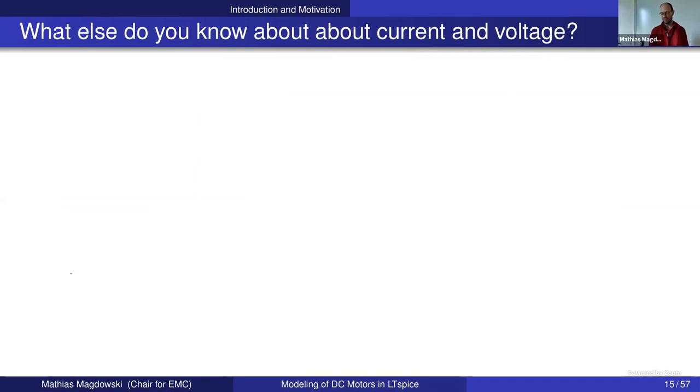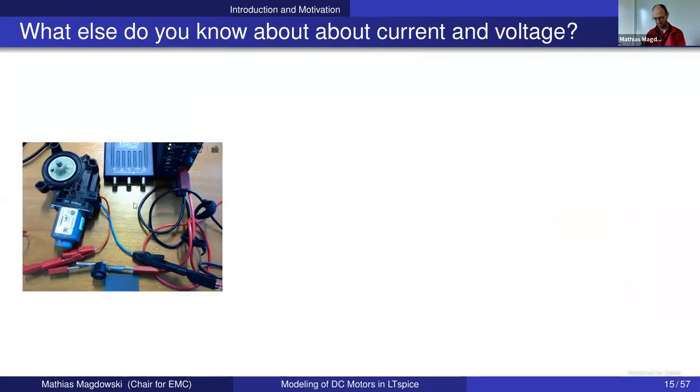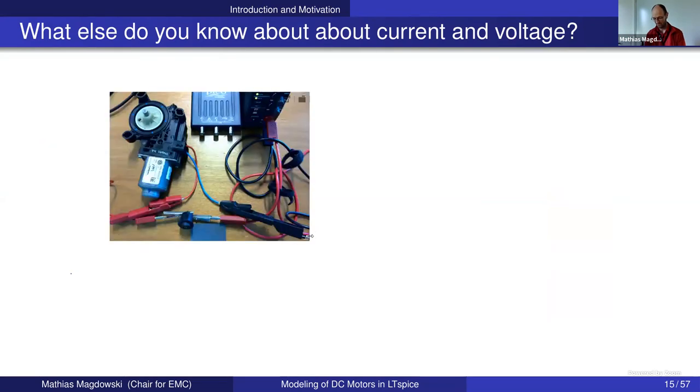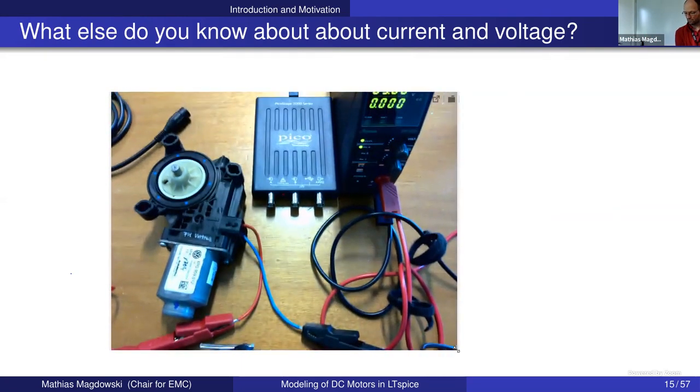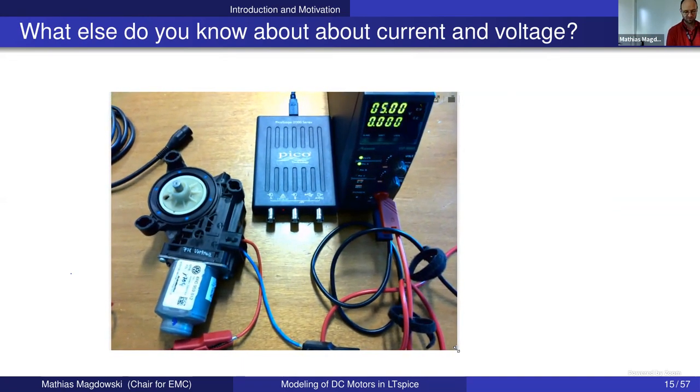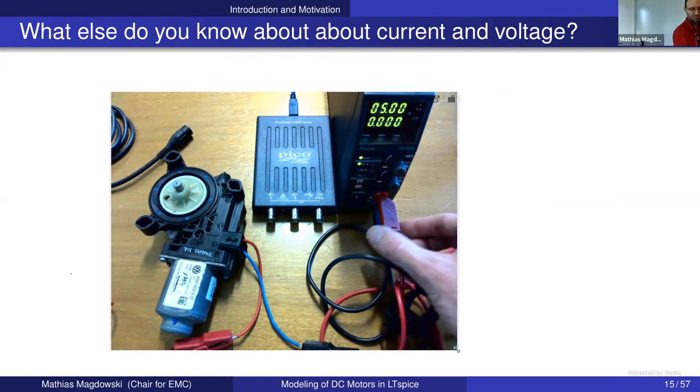Yeah, so if we have a source like this one here, I can show my experimental setup once again and make it a little larger. So I have a power supply. It's currently set to 5 volts and it has a positive terminal and a negative terminal.